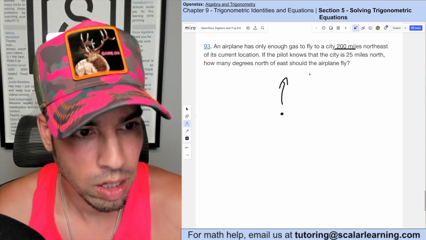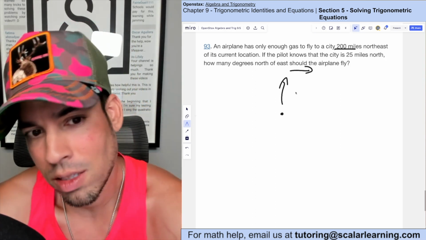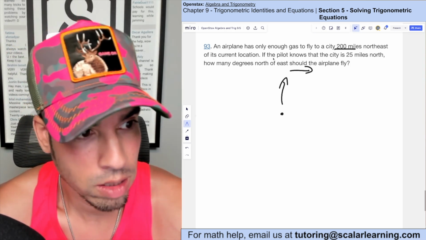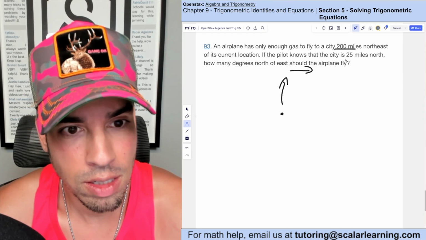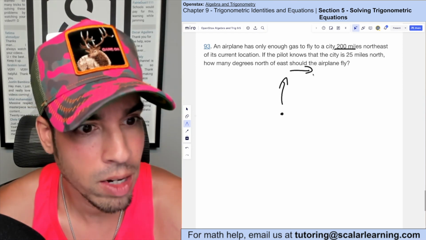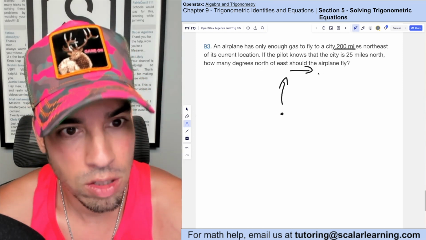An airplane has only enough gas to fly to a city 200 miles northeast of its current location. And north, we'd say go up. East, we say go to the right. And this is just the normal convention of how we look at things on a map. If the pilot knows that the city is 25 miles north, how many degrees east should the plane fly?